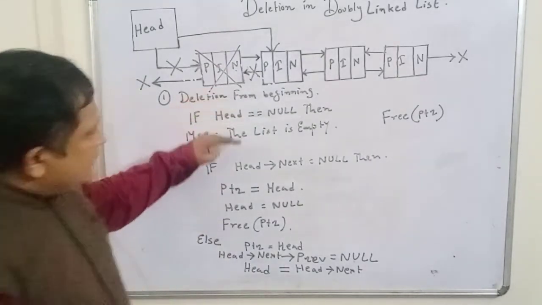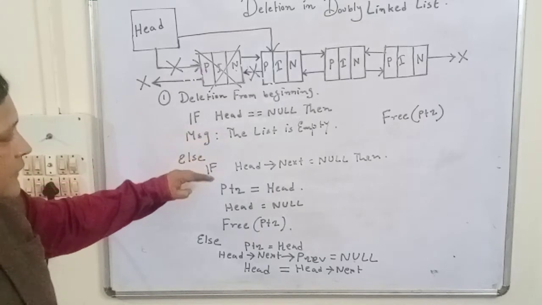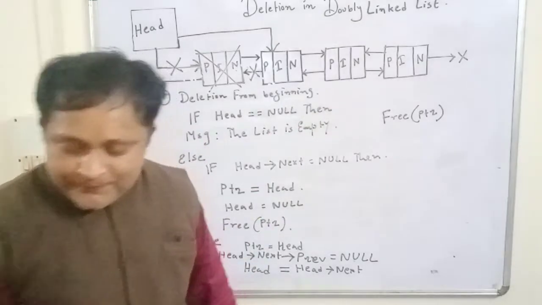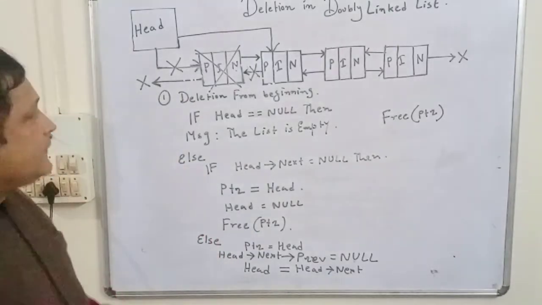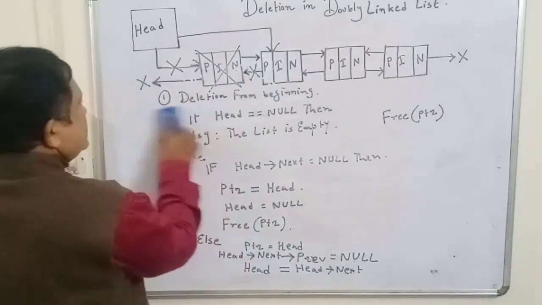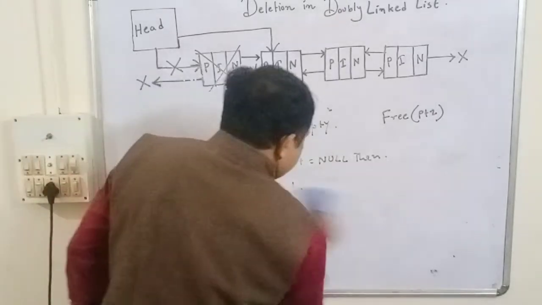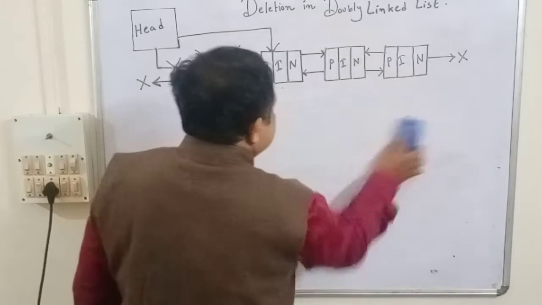So first of all the empty list, second it is having only one element, thirdly more than one element. This is the procedure. Now deleting an element from the last position of the linked list. So let us see it.